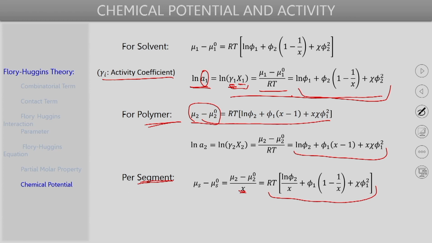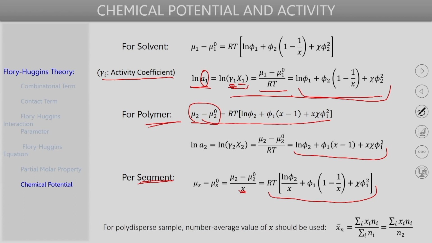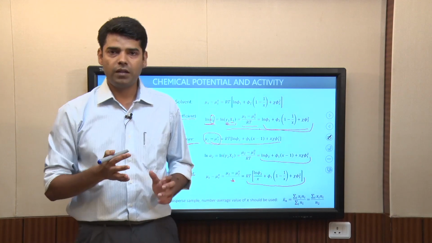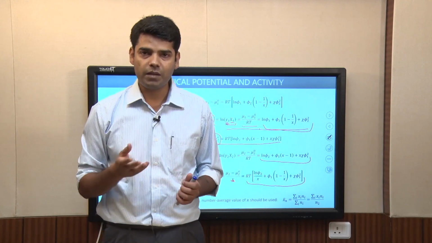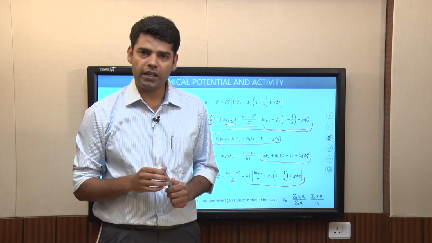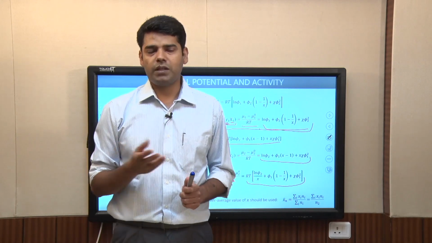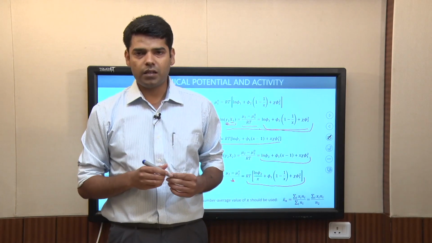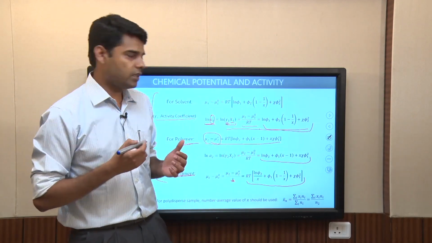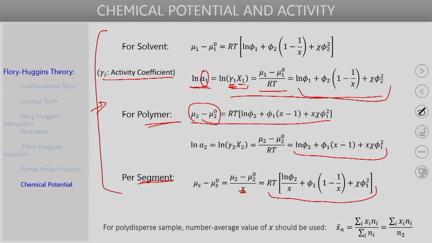One last point to discuss here before concluding is that all the expressions that we have here are fine if we have a monodispersed polymer sample, where all the chains are of the same length and have the same number of segments. But usually we will have polydispersed samples. For polydispersed samples, there is not much modification that needs to be done in these equations. The only thing is that for polydispersed samples, where multiple different chain lengths of polymers are present, the number average value of the number of segments x has to be taken.